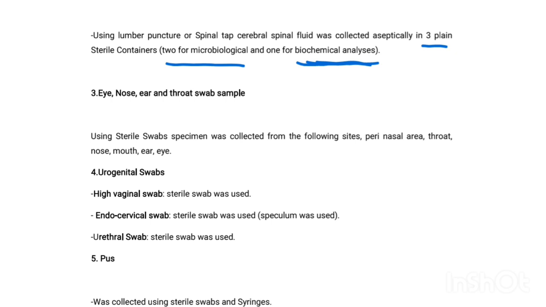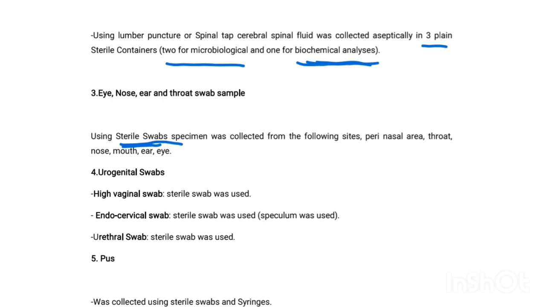When we want to collect a swab, it can be an eye, nose, ear, or throat swab sample. What do we need to use? We use the sterile swab.